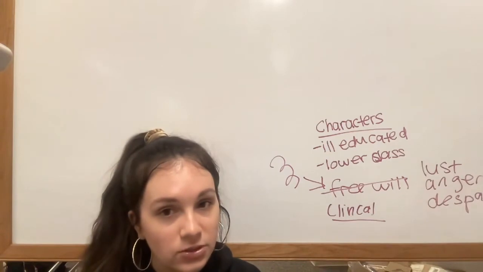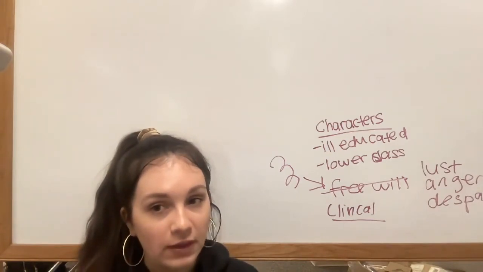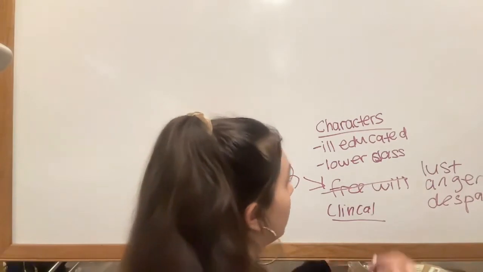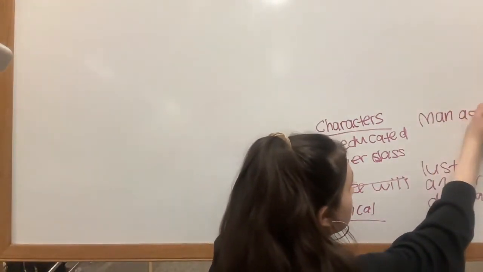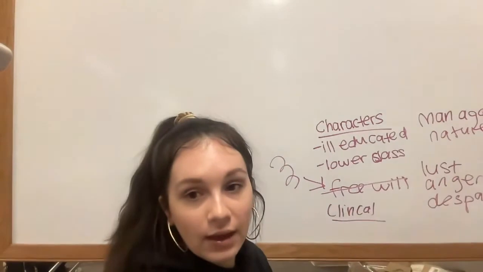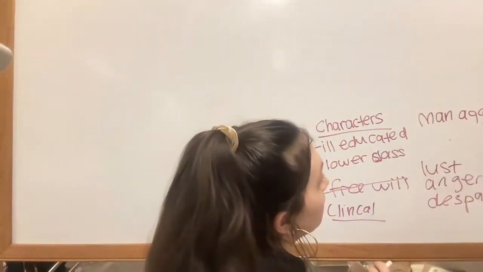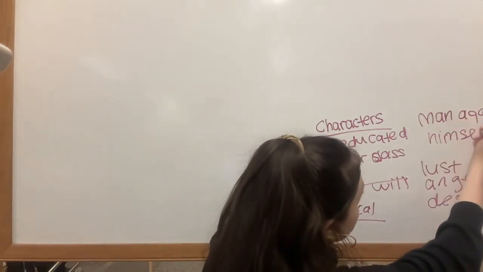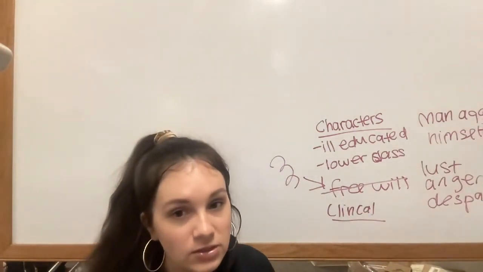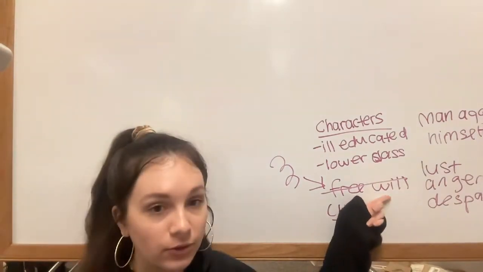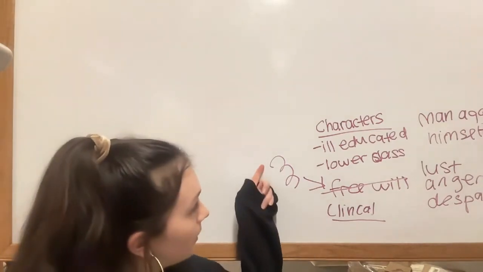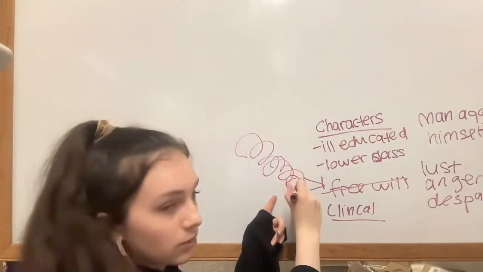So these characters work to attempt to contain the brute within, and the conflict in this literature is usually we have man against nature, and then we also have man against himself. So the naturalist period suggests that the belief in having a free will is actually an illusion, and that people are just acted upon by the larger and outside forces of the universe.